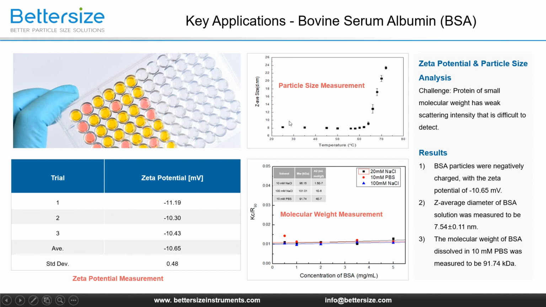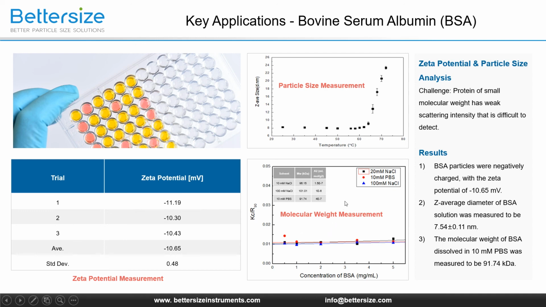As shown in this figure, particle size increases significantly when the measurement temperature reaches 65 degrees or higher, indicating that BSA denatures at high temperature and forms large aggregates. In addition, we have investigated the changes of molecular weight of BSA upon the different aqueous environment. A Debye plot was constructed and the slope was calculated to provide a molecular weight.